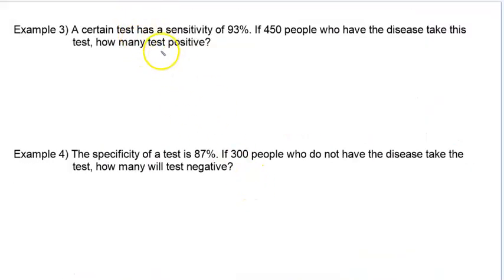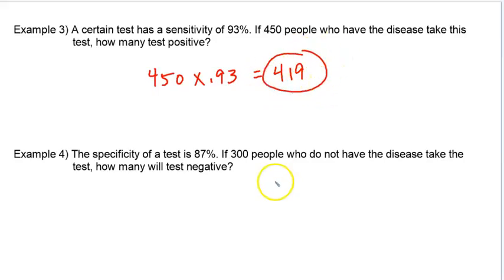Looking at it a different way, if we're given the sensitivity rate of a particular test and we know how many people took the test, then how many people tested positive? So this is saying that 93% of the people tested positive, in other words. So pretty easy to calculate this. We'll take all the people who took the test and multiply by 93% as a decimal, and 419 people tested positive.